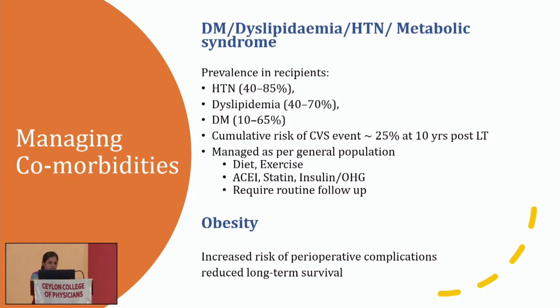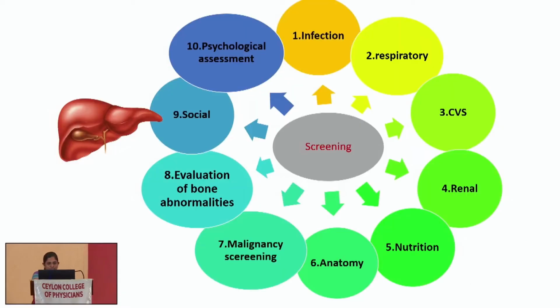Obesity is also common in transplant recipients, which increases the risk of perioperative complications. So this also needs to be monitored, and the patient should undergo lifestyle modification, and if the patient has compensated cirrhosis, they can undergo bariatric surgery or medical therapies.